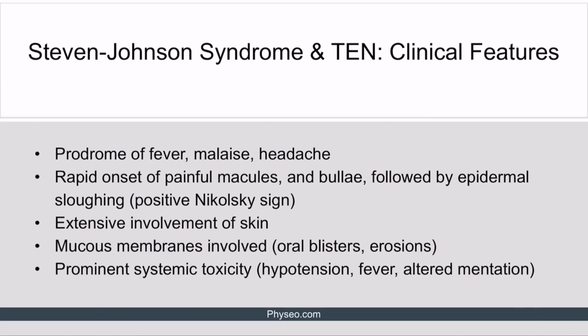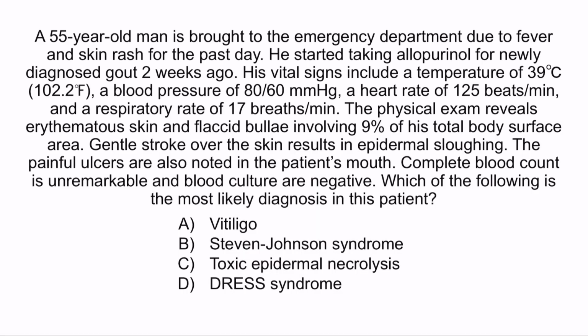Here's a slide reminding us of the clinical features of Stevens-Johnson syndrome. Let's discuss why other options are incorrect. Option A is incorrect because vitiligo is characterized by non-inflammatory patchy depigmentation of skin without mucosal involvement. This patient, on the other hand, has flaccid bullae with positive Nikolsky sign and mucosal involvement. Option C is incorrect because although toxic epidermal necrolysis is clinically similar to Stevens-Johnson syndrome, it involves more than 30% of the total body surface area. In contrast, the rash in this patient involves 9% of the total body surface area.